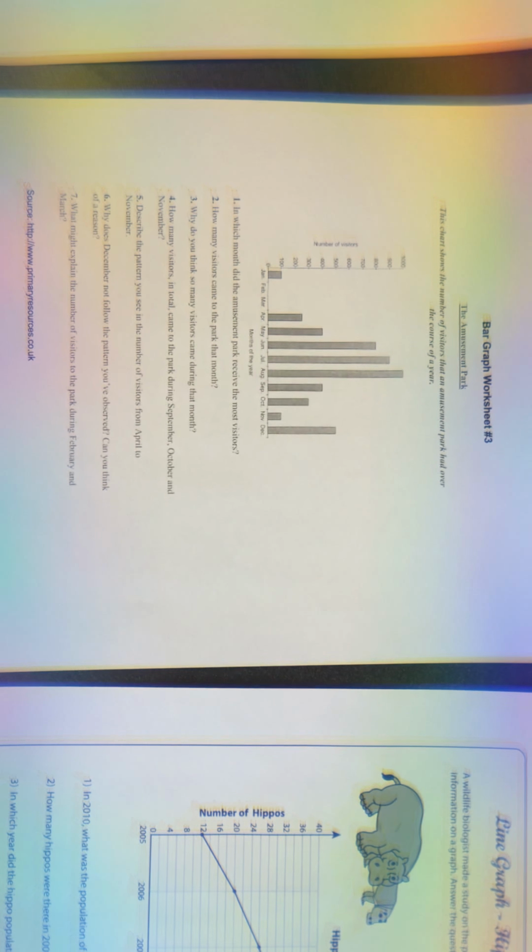Number 6, why does December not follow the pattern that you've seen? Can you think of any reasons why? If you'd rather answer out loud, you can put your hand up and I'll come over to you when I can. Number 7, what might explain the number of visitors to the park during February and March? For a hint, maybe think about Upper Clements Park or another amusement park somewhere in Canada.